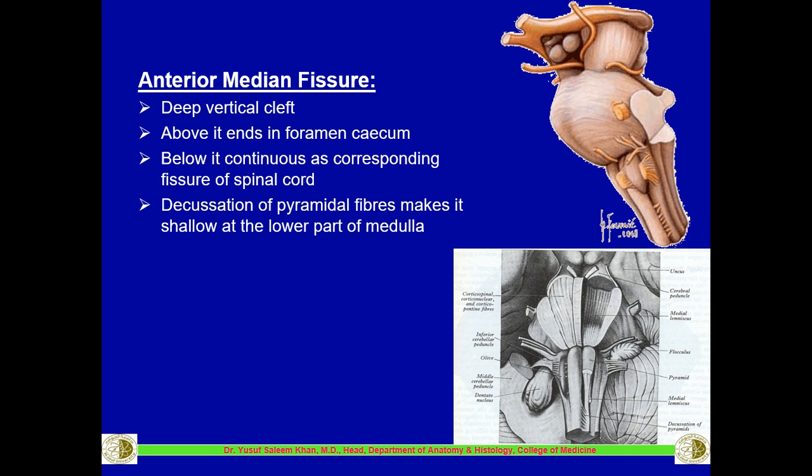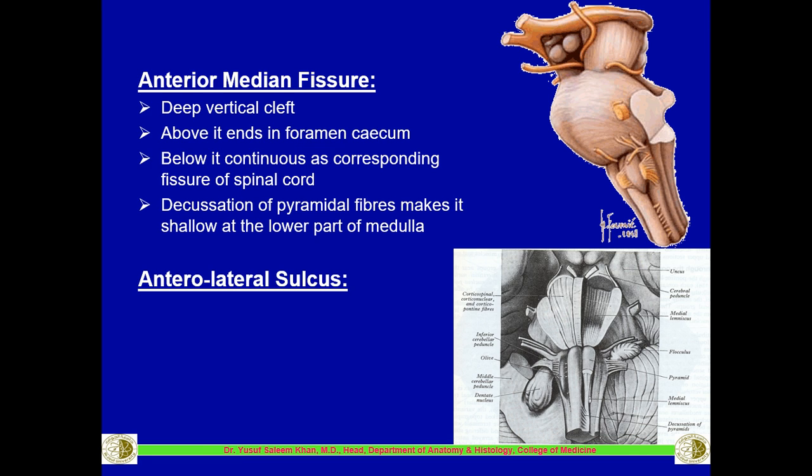Decussation of the pyramidal fibers makes it shallow at the lower part of the medulla oblongata. You have already seen here these are the two pyramids. In the lower part, this is the anterior median fissure, and on either side will be the pyramids. In the lower part, you can appreciate the decussation of the fibers from one side to the other. So this fissure becomes shallow because of the decussation of the fibers.